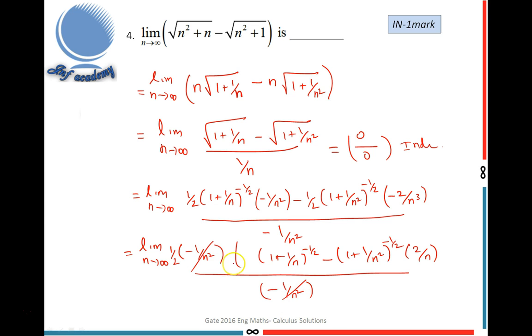Cancel these two terms. Limit n tends to infinity of 1 by n is 0, and limit n tends to infinity of 2 by n is also 0. So this whole term is 0 and this term is 1. So finally I get limit n tends to infinity 1 by 2. The final answer is 1 by 2. So the answer is 1 by 2, which is 0.5. This is the final answer.